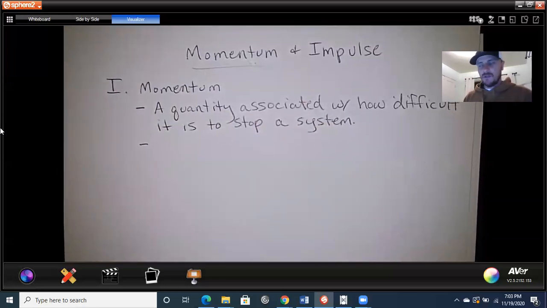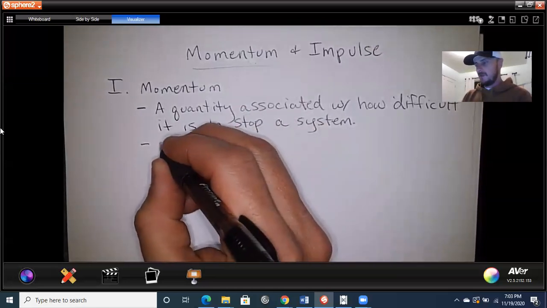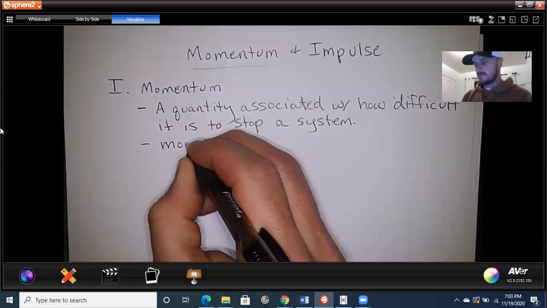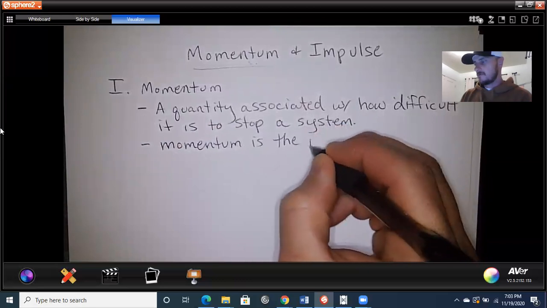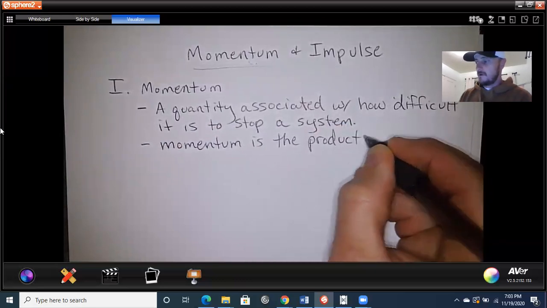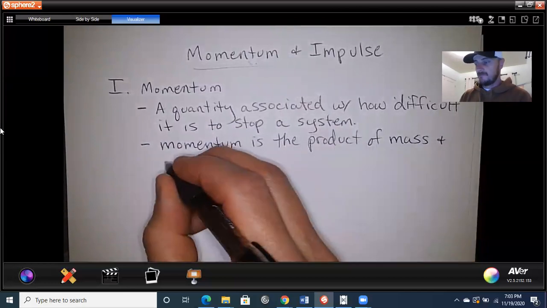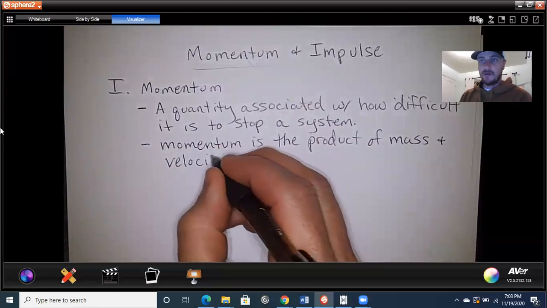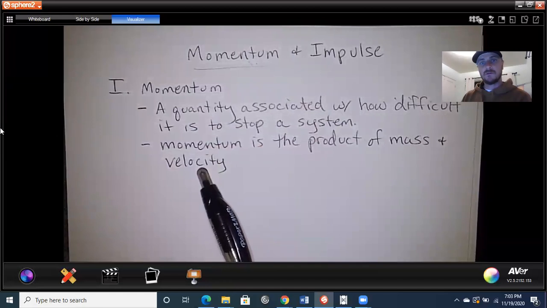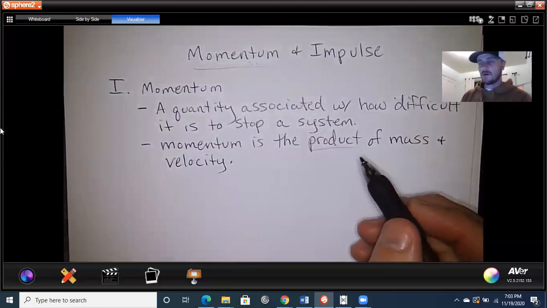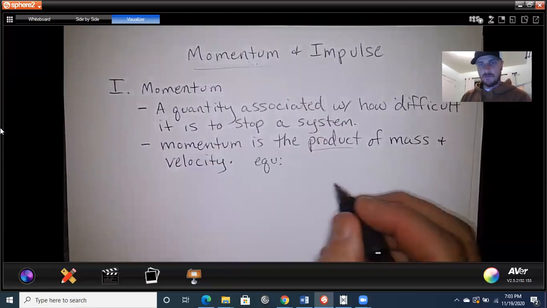We'll see something interesting. This is the mathematical definition of momentum. Momentum is the product of mass and velocity. So in order to have a big or small momentum, you need to affect one of these or both of these. And when I say product, it means multiplication. So here's my equation that goes along with this verbal statement.